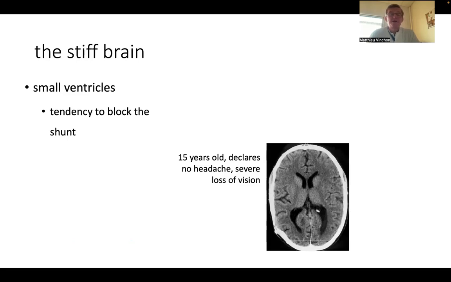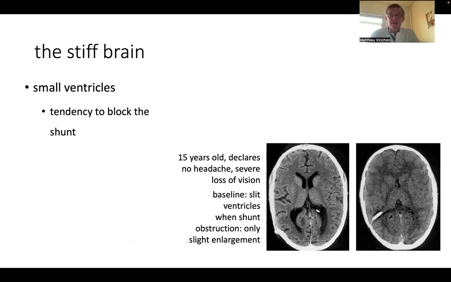Then we have the stiff brain, because these patients have a loss of pulsatility of the CSF, so they lose the habit of contracting and expanding. And these small ventricles tend to block the shunt. This is a teenager boy who arrives in emergency because of a loss of vision. He declares no headache. However, when we found his baseline CT scan, we show that the ventricles were slit-like, and in fact he had a shunt obstruction, and with only a slight enlargement of the ventricular size.